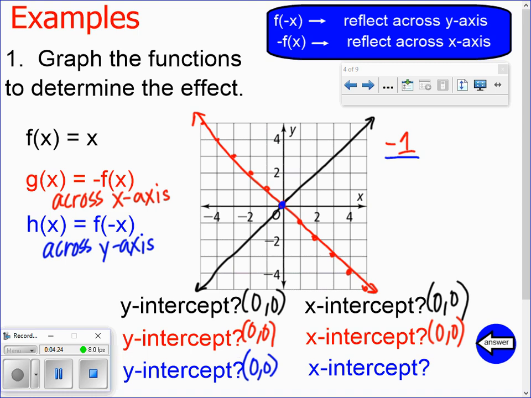So what you notice, if you haven't already picked up on it, is that from our parent graph, if we're reflecting across the x or across the y, it's going to end up in the same place.